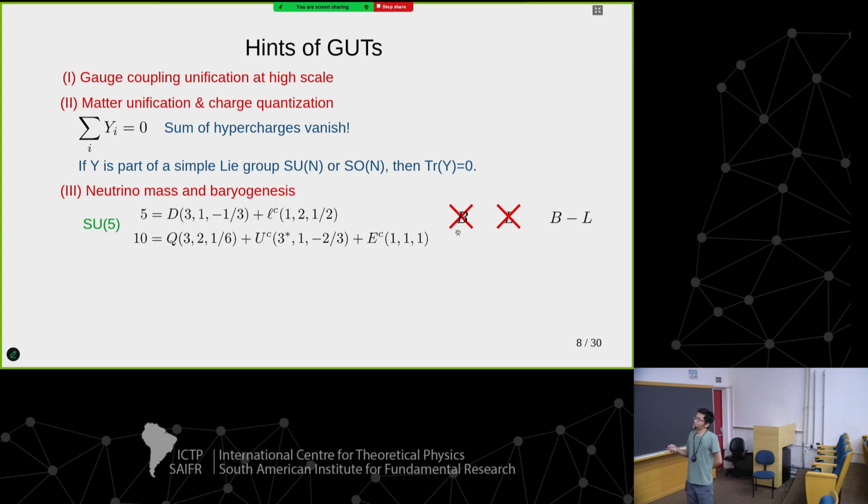But if you think about this, Y is actually part of some Lie group, SU(N) or SO(N). Then it's one of the generators, which are traceless, so it makes sense that they sum up to zero.